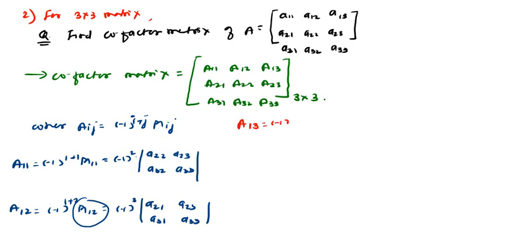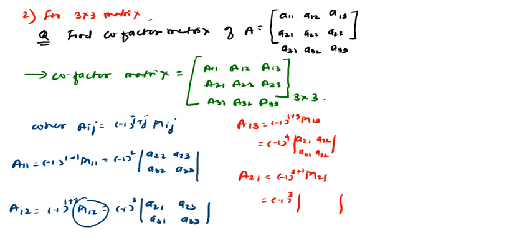Okay, similarly we can find this element A13, which will be minus 1 raised to 1 plus 3 into M13, which is minus 1 raised to 4 into the determinant. Okay, which determinant? Hide the first row and third column. Okay, so first row and third column. So what remains? This determinant. Okay, so what remains here? A21, A22, A31, A32. Okay, similar way we can find this A21, which is minus 1 raised to 2 plus 1 into M21. Okay, so this will be minus 1 raised to 3 M21.